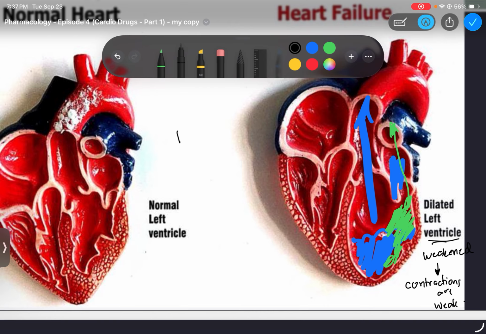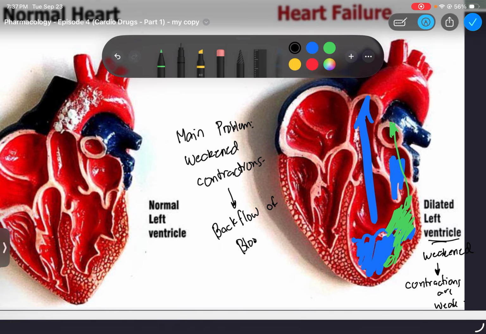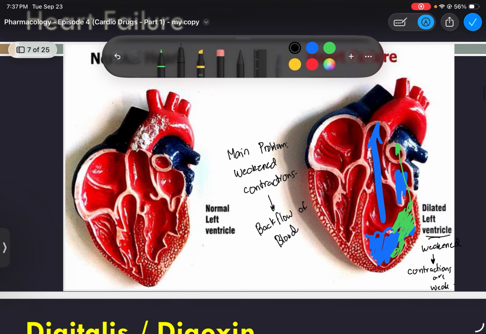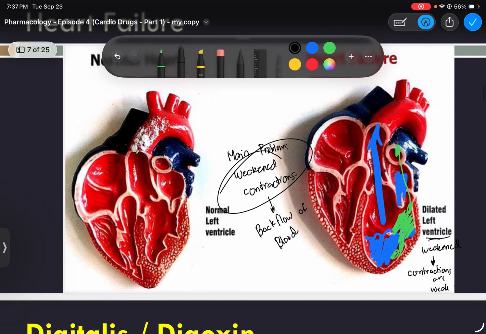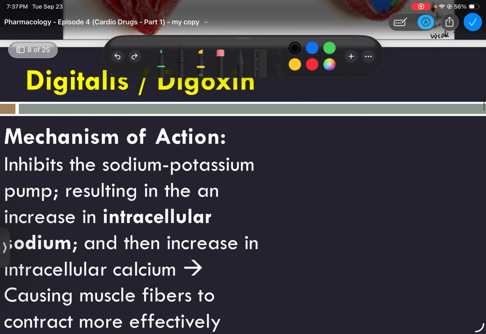So the main problem with heart failure is that there is weakened contractions, which leads to backflow of blood. Okay? Now let's continue, no? So that's the problem, no? The main problem is weakened contractions.